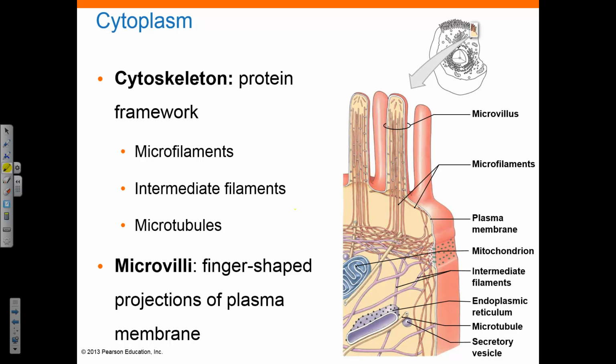The cytoskeleton provides the framework of the cell. It is composed of microfilaments, intermediate filaments, and microtubules. Microvilli are finger-like projections of the plasma membrane that help increase the surface area of the cells they are found in. Microvilli can be found in cells such as cells in the digestive tract and cells in the kidney.